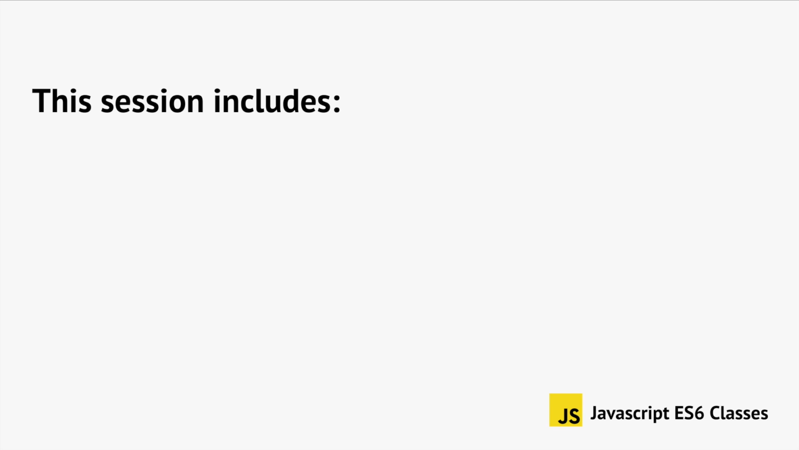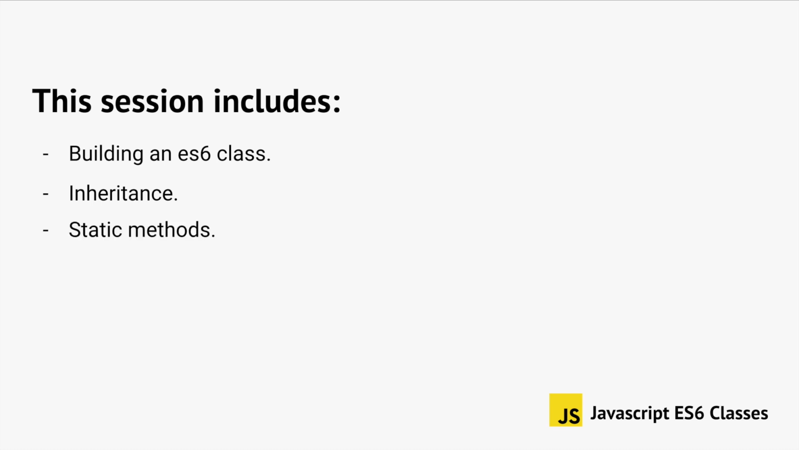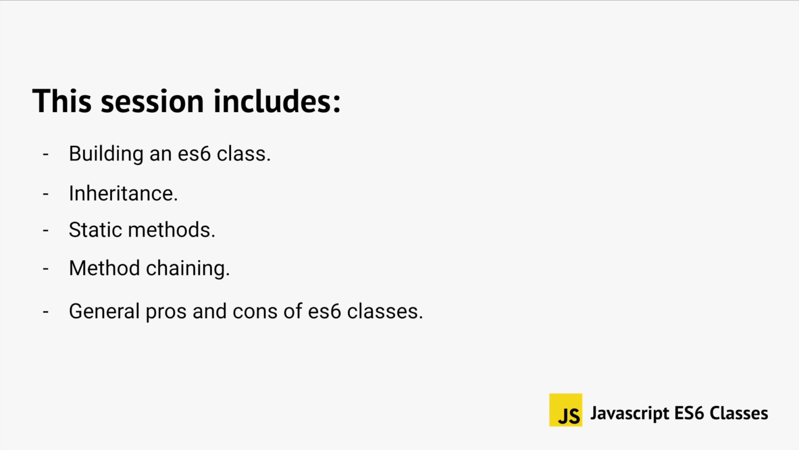So in this session we're going to look at building an ES6 class. We're going to look at inheritance. We're going to look at static methods. We're also going to look at method chaining, and the general pros and cons of ES6 classes. And with that, we should have more understanding of what ES6 classes can do and how we can make use of it. Let's dive into hands-on code.